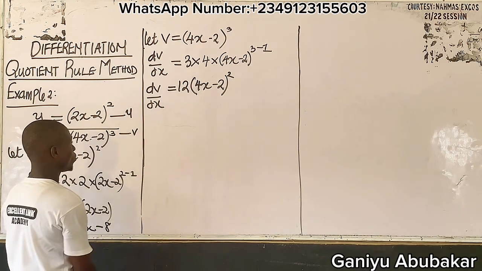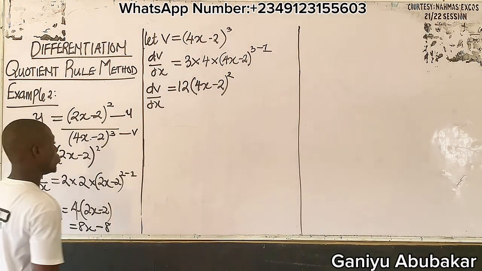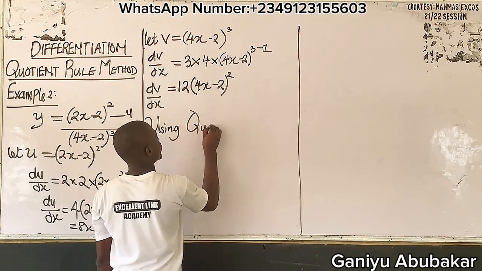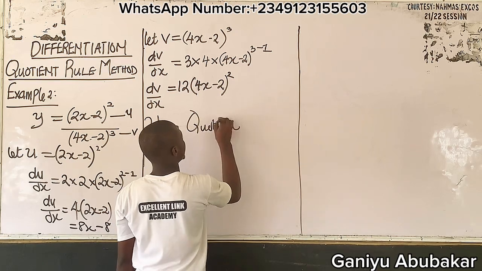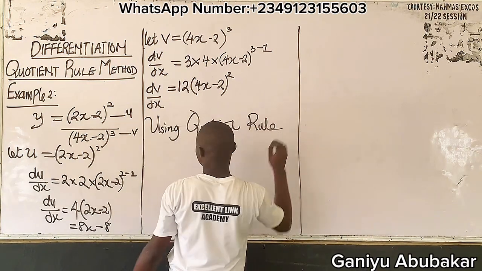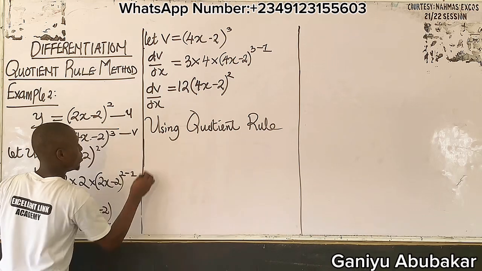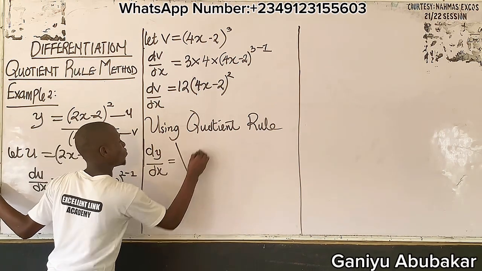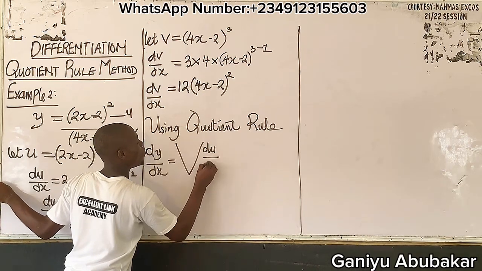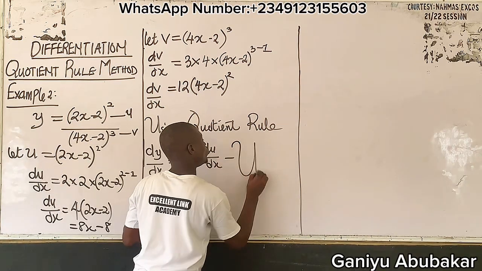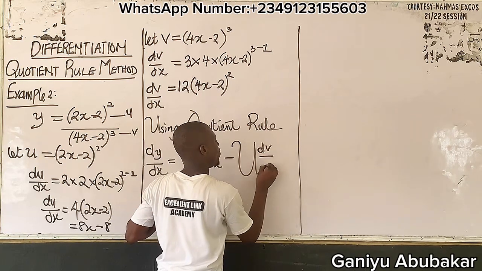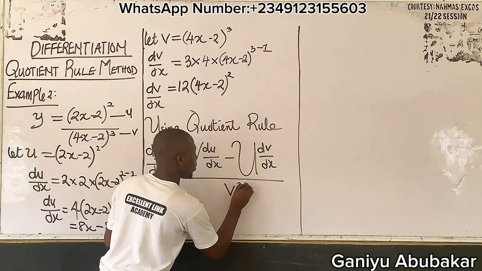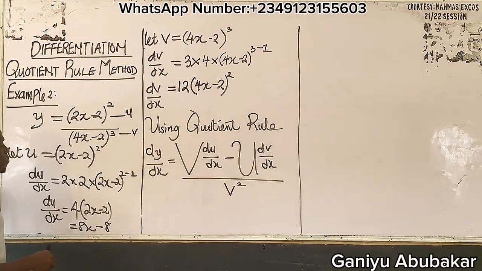So I'm done. What's the next task? Using the quotient rule, recall that for the quotient rule, dy/dx is equal to v du/dx minus u dv/dx, all over v squared. All right, let's plug in values.